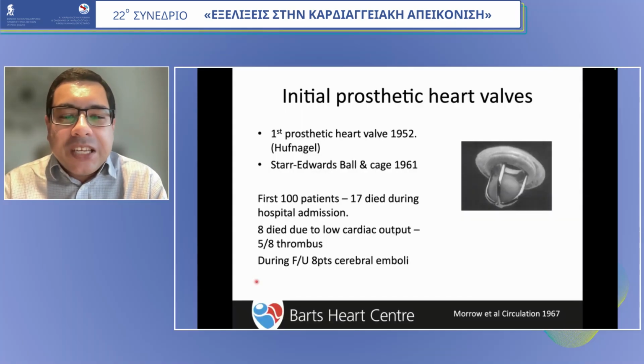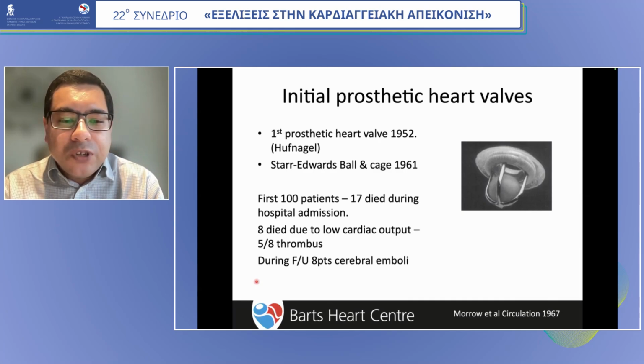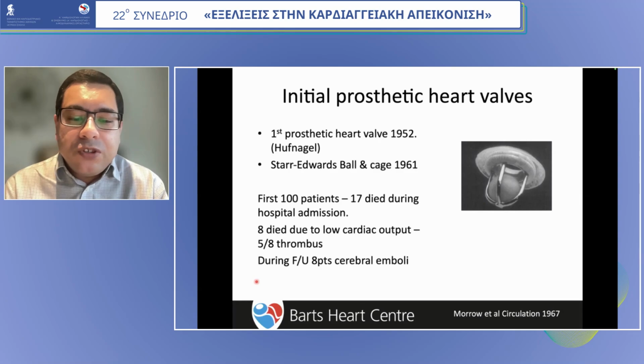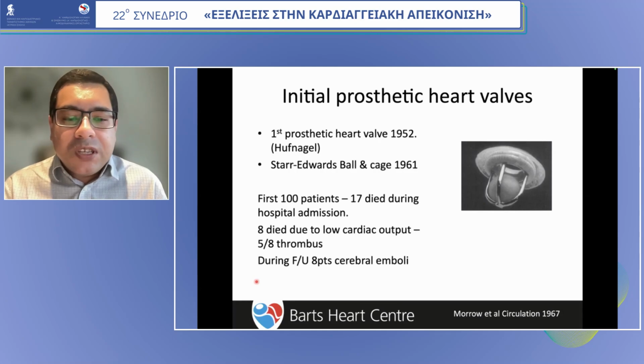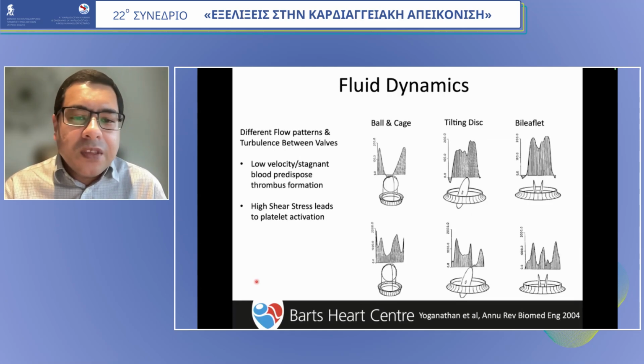So the first prosthetic valves were implanted in 1952, and this is the first series. They found that out of the first 100 patients, 17 died. And 8 of those died due to low cardiac output, and the majority were due to thrombus on the valve or cerebral emboli. And this is where we first recognized valve thrombosis occurs in prosthetic valves.